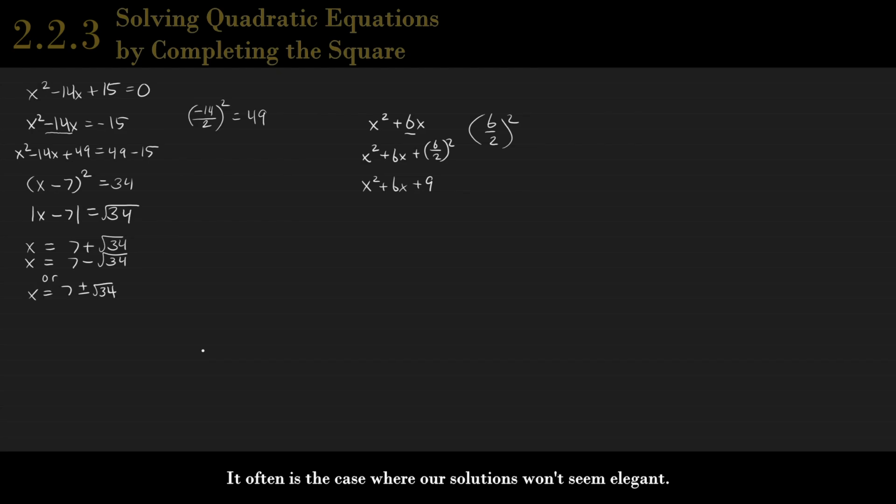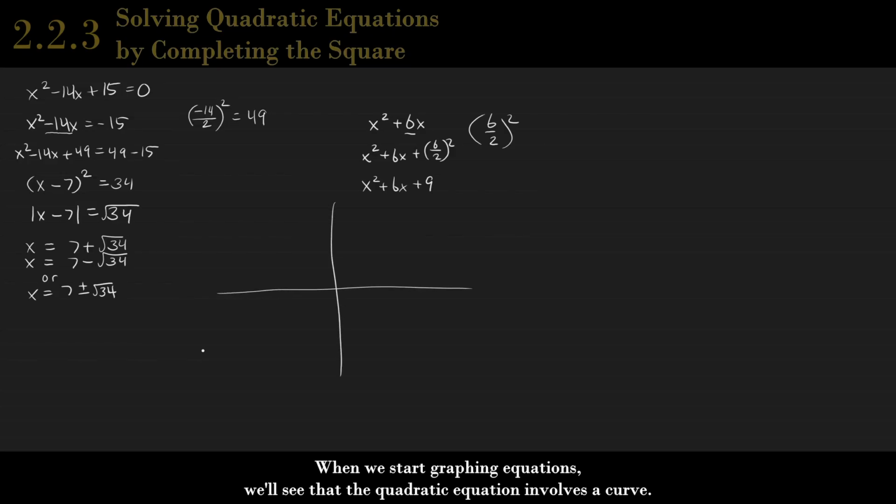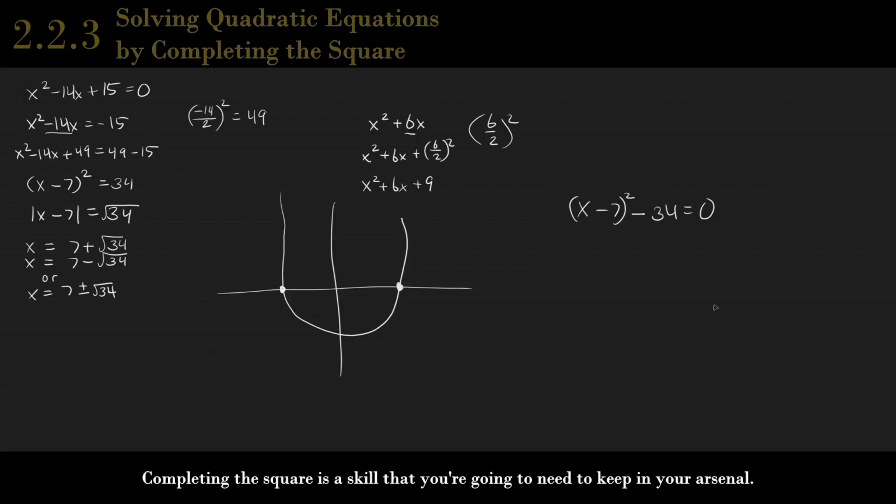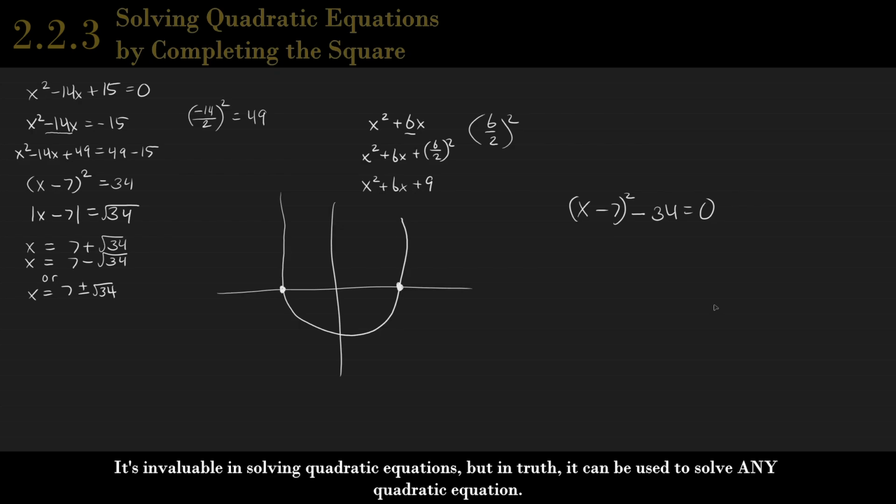It is often the case where our solutions won't seem elegant. There's a reason for this. When we start graphing equations, we'll see that the quadratic equation involves a curve. Curves often don't cross the x-axis at whole numbers. Thus, we end up at radicals or irrational numbers. Completing the square is a skill that you're going to need to keep in your arsenal. It's invaluable in solving quadratic equations, but in truth, it can be used to solve any quadratic equation.